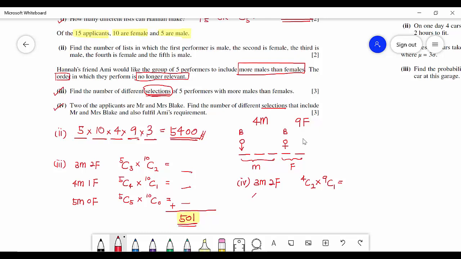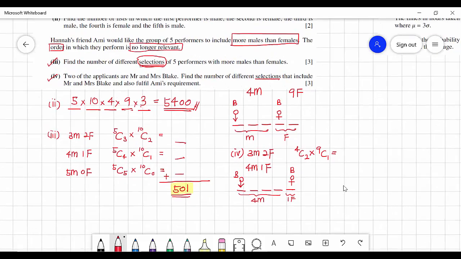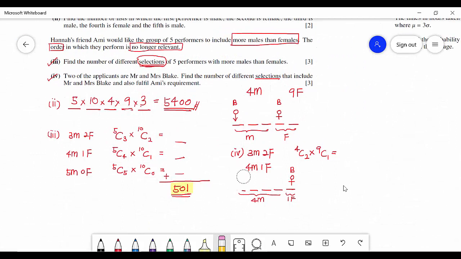How about if we proceed to 4 male and 1 female? If you want to go for 4 male and 1 female, let me draw it out again, 1, 2, 3, 4, 5. Now I want to have 4 male and then 1 female. And this female space is already occupied by Mrs. Blake, and 1 male space occupied by Mr. Blake. Sorry, maybe I can move it down a bit and draw in a better way.